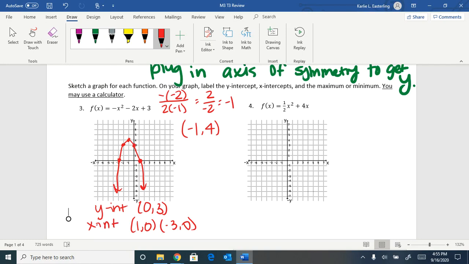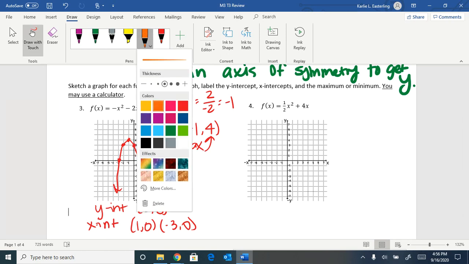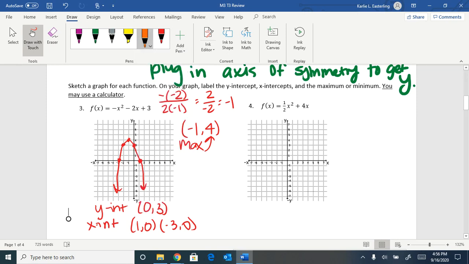And then I would also probably write up here that my maximum point, because I have a maximum here because my graph is opening down. And I believe that's it. We have our maximum, x-intercepts, and y-intercepts, and we got a graph. So we're good there. So now let's go look at, we'll do it in orange. I'll make my pen a little smaller too.